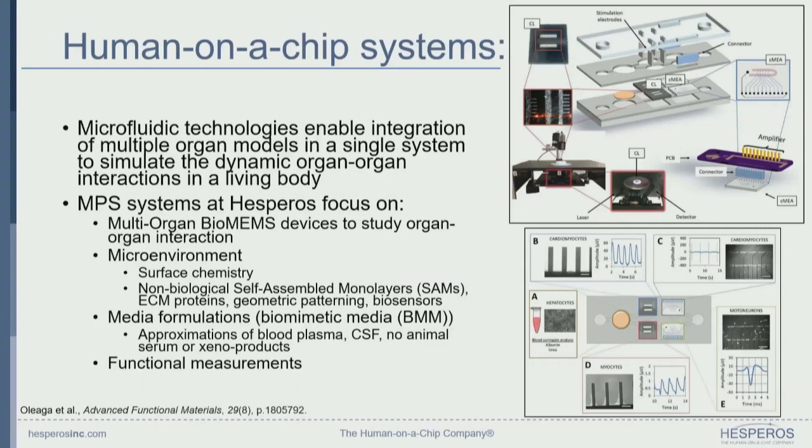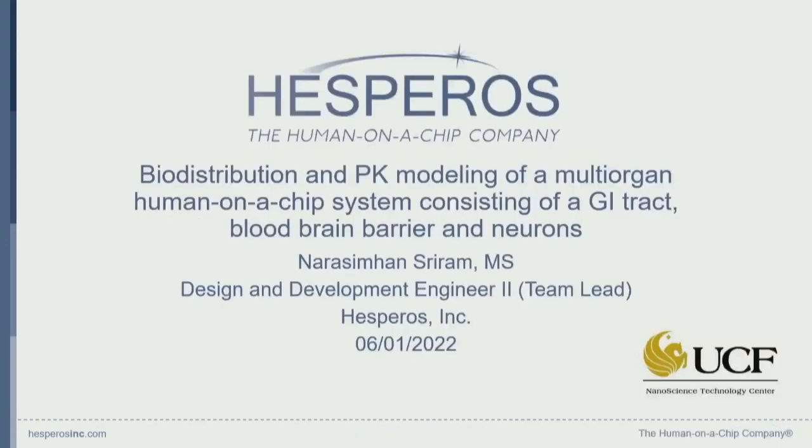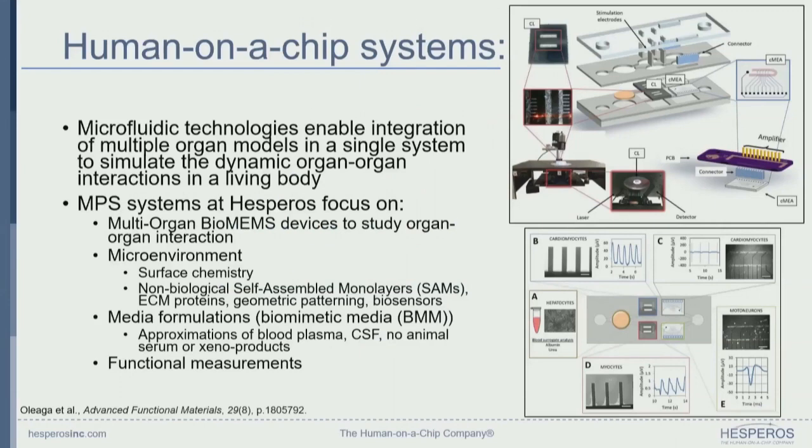So if you look at the top right over here, it's a representation of the most common system that we work with currently, which is a 4-organ module. The organs that are included right now are the liver. We have cardiac cells, skeletal muscle, again cardiac cells, and neuronal cells.